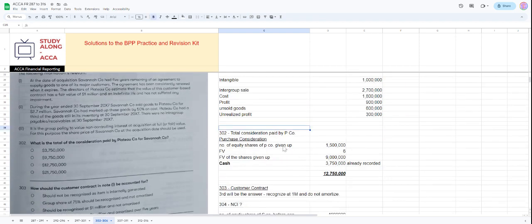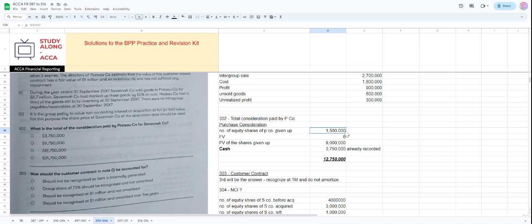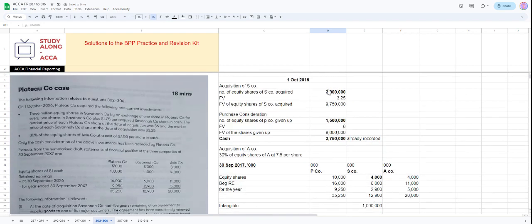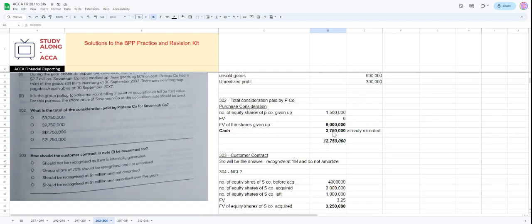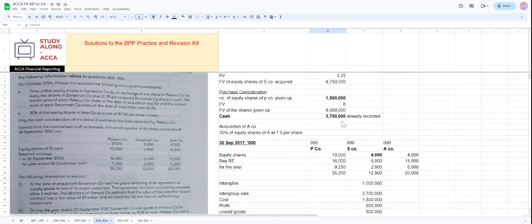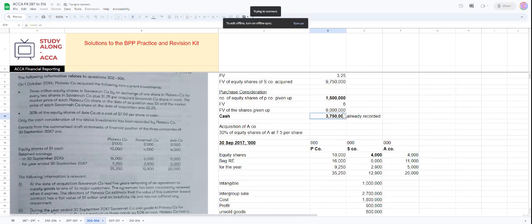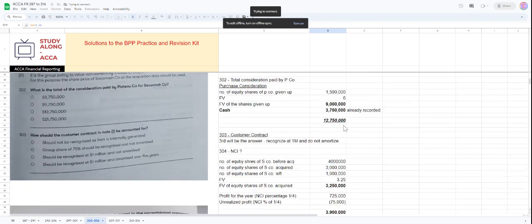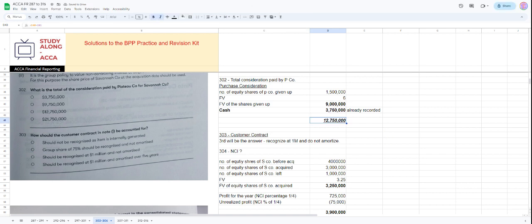How do we get the 302 purchase consideration? Simple. We gave up our 1.5 million shares, our fair value is 6 million. So we gave up 9 million worth of shares, and then we also paid per share 1.25. So we acquired 3 million shares, multiplied by that. So the cash we gave is 3.75 and 9 million worth of shares we gave up. So our total consideration that we gave was 12.750.